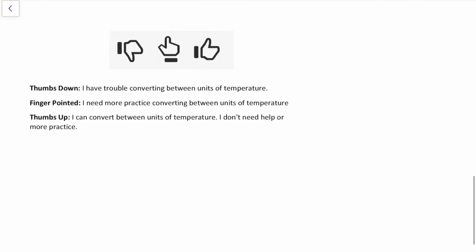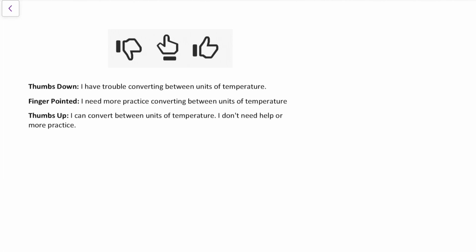Right, awesome. So I'd like you to rank yourself on being able to convert between units of temperature. Thumbs down if you have trouble converting, finger pointed if you need some more practice, and a thumbs up if you're like, I've got this, I can convert between units of temperature, I don't need any more help or practice.